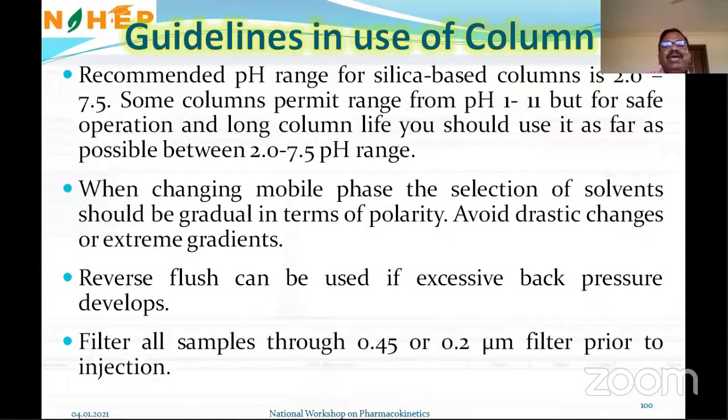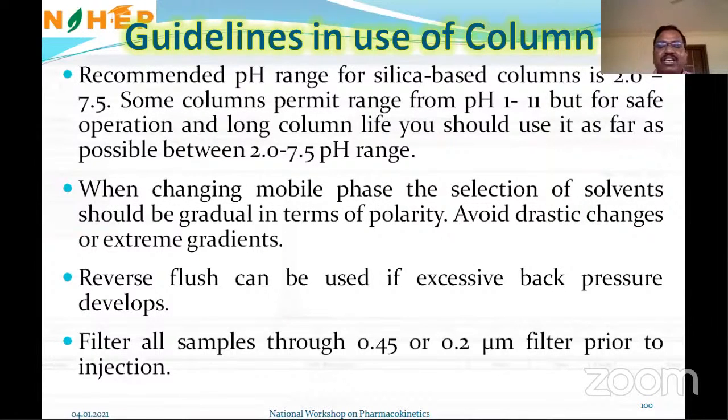The recommended pH range of the silica based column is 2 to 8. Some columns permit a pH range of 1 to 11 also, but for safe operation and long column life, you should use the pH range between 2 to 7.5 only.